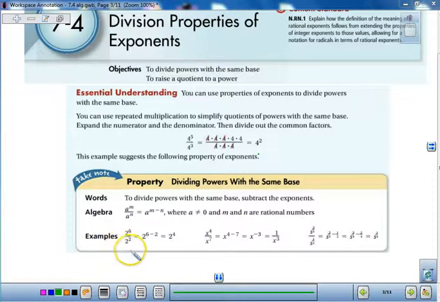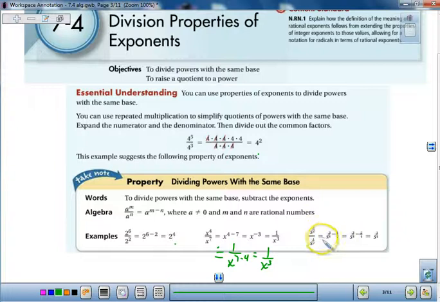2 to the 6th over 2 to the 2nd equals 2 to the 6 minus 2, or 2 to the 4th. What if you have x to the 4th over x to the 7th? Again, x to the 4 minus 7, taking the numerator minus the denominator, gives us x to the negative 3, or 1 over x to the 3rd. Another way you can think about this one is we could leave it as 1 over x, and if we take 7 minus 4, we will end up with 1 over x to the 3rd. So if you always keep it where your larger exponent is and subtract, that will also work.